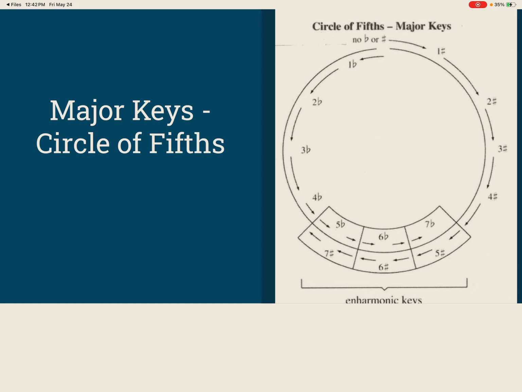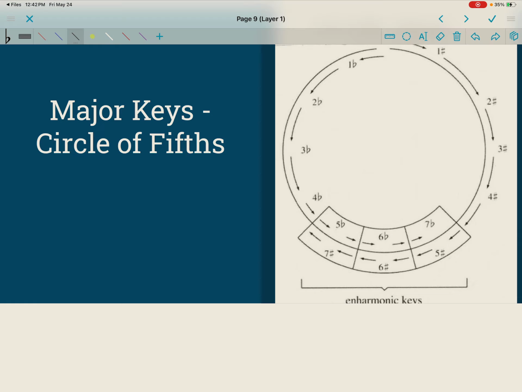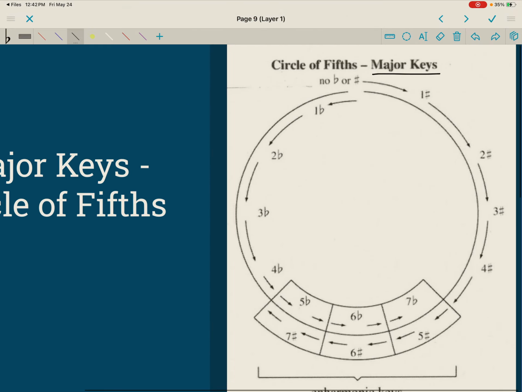So this is the major key circle of fifths, and I want to go through this with you to help you be able to fill it out and understand it. You can follow along on exercise 4A if you would like to print it out. So you have the circle of fifths in major keys, right? You have no sharps, no flats. We know that is C major, right?